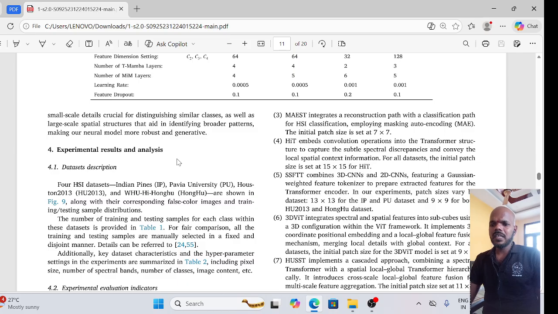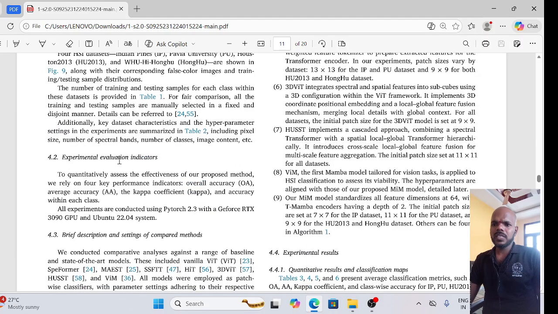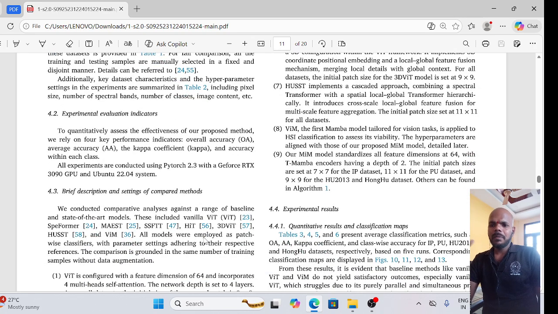So first, point 4.1, they discuss the data set, what kind of data set they used. Next, experimental evaluation indicators. In this they discuss what kind of metrics they used to evaluate their model, and a brief discussion of settings and compared methods. So they discuss the existing models which are used for comparison with the proposed model. Later on they discuss the experimental results.